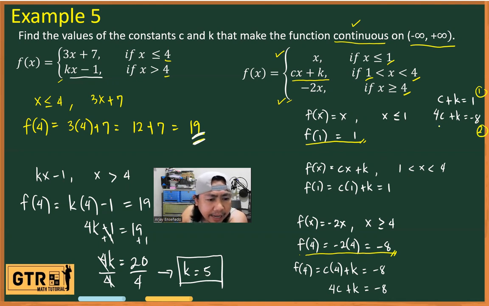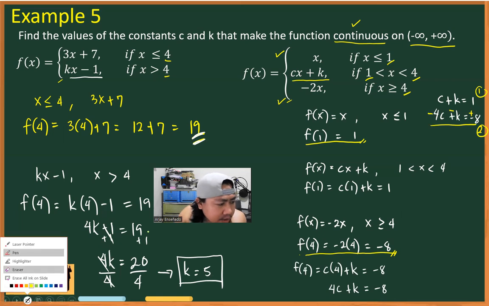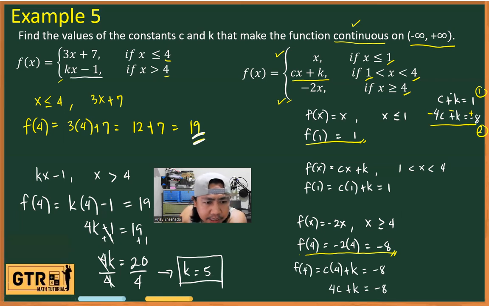So we can solve by elimination method. So if we subtract this, we can eliminate the value of k. So subtract, so change the sign, negative, and then this negative will become positive. So when we subtract that, so we can solve the value of c. Okay, so therefore we have the value of c, we can cancel this. So c minus 4c, that is equal to negative 3c, equals 1 plus 8, that is equal to 9. So divide both sides by negative 3. So therefore, the value of c is equal to 9 divided by negative 3 equals negative 3.